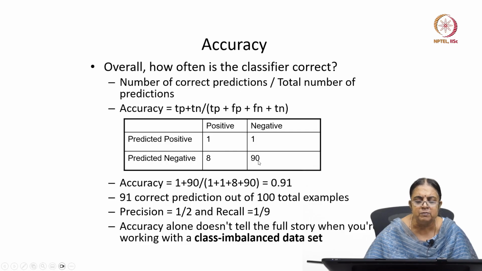So the accuracy will be 90 plus 1, 91 divided by 99, okay, 100 basically, which is 0.91. Precision is actually half and recall is 1 by 9, okay.